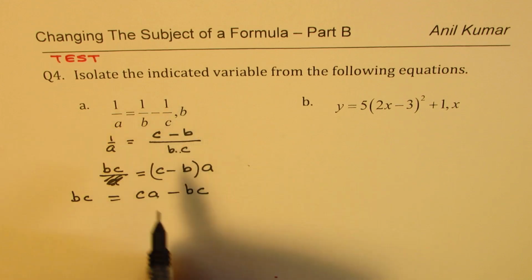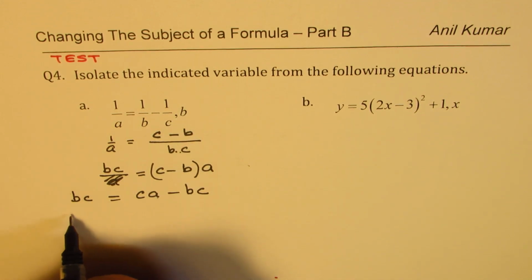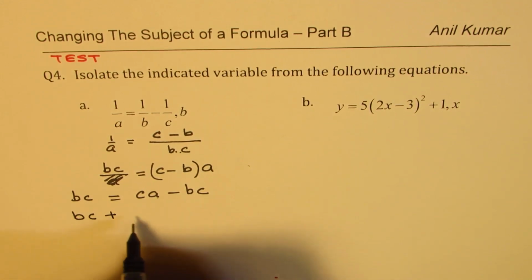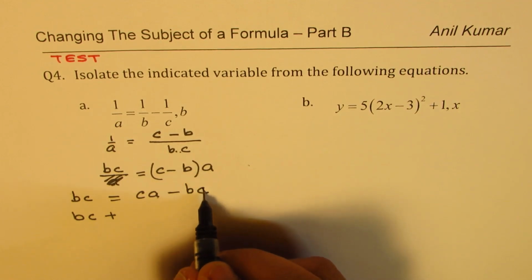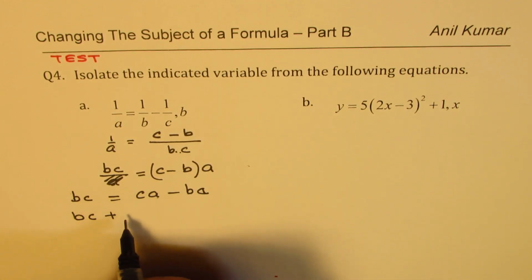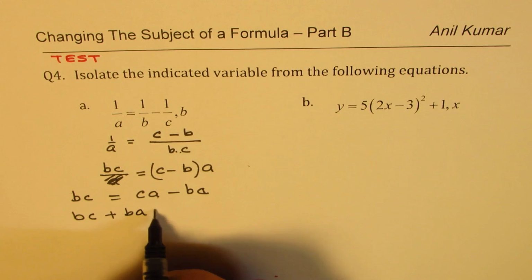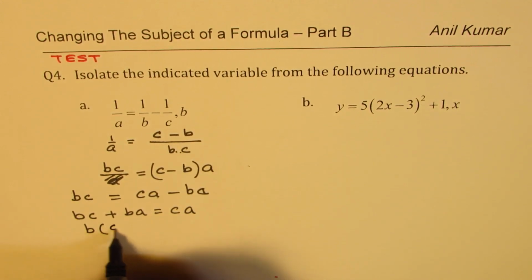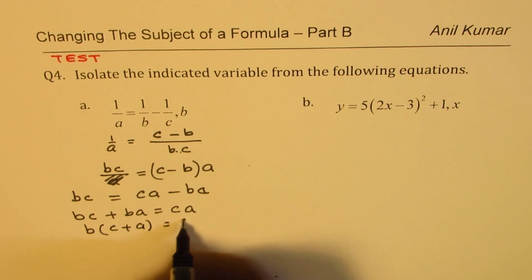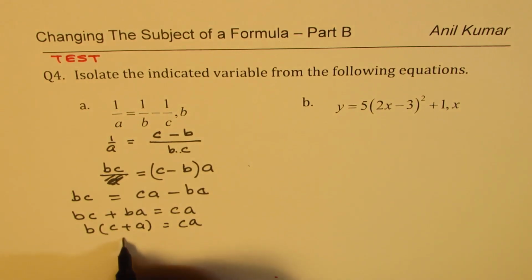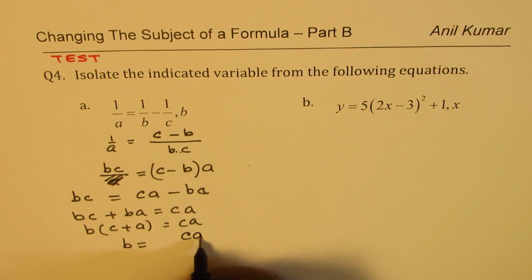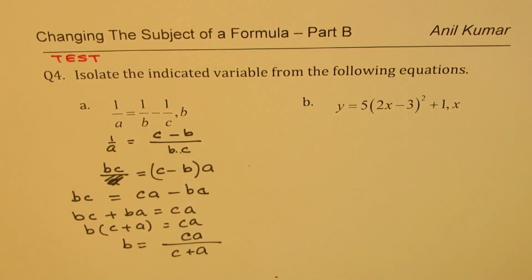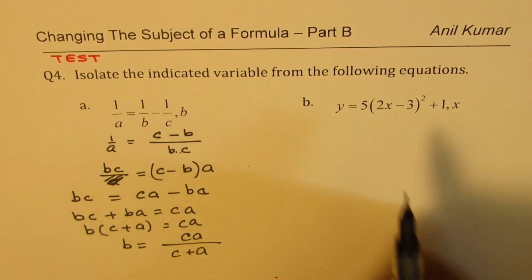Now we need to isolate b, so this term we will take to the left side. So we get bc plus ba. So we'll bring this on the left side, so it becomes bc plus ba equals ca. Taking b common, we get (c plus a) in the bracket, and here we have ca. So you can write b as equal to ca over (c plus a), right? So that is how we are going to do it. So I hope the steps are absolutely clear. How do you do this?